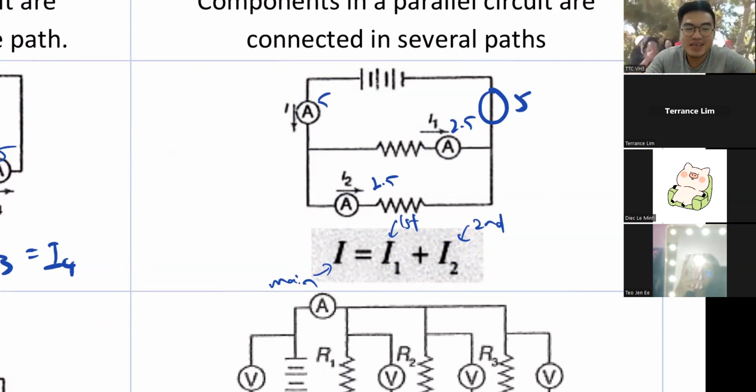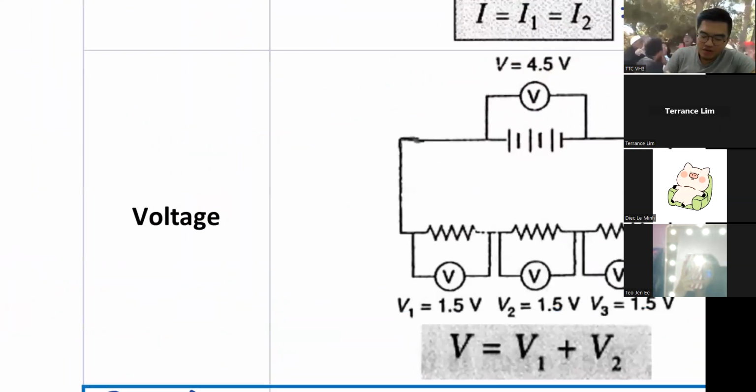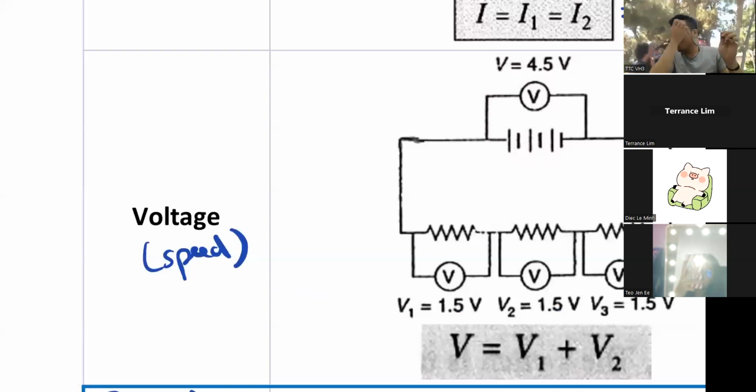Okay, guys, am I making sense here? I am making a lot of sense, isn't it? Because this is completely common sense. Right, so let's talk about voltage, shall we? Voltage is the speed of the river.